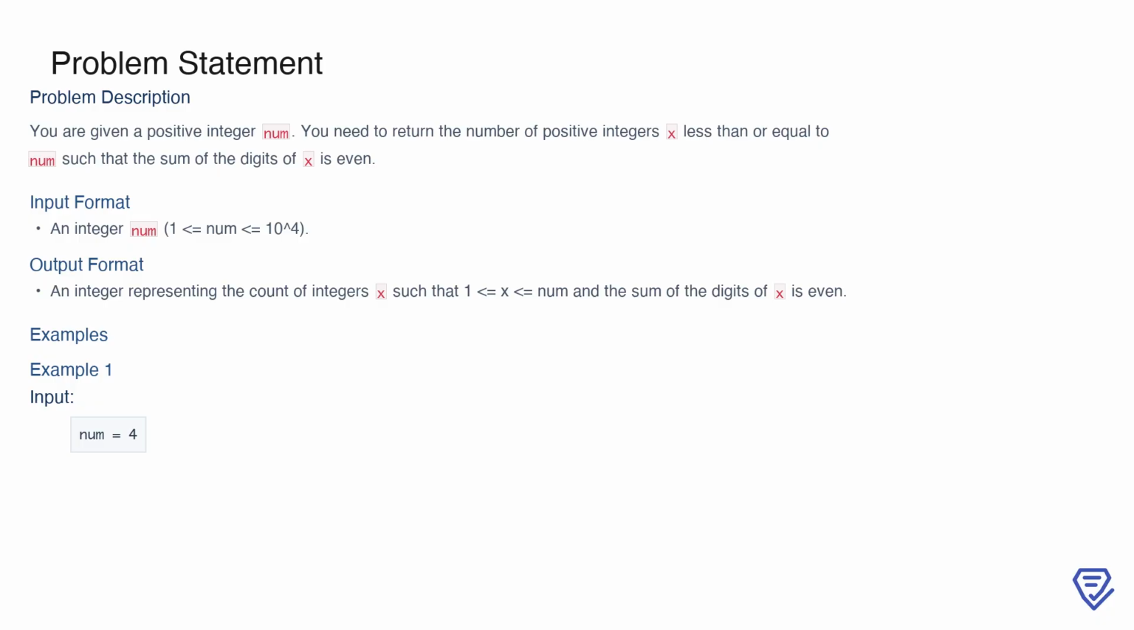The input will always be a positive integer within the range of 1 to 10,000, and the output should be a single integer representing the count of numbers that meet the condition. The task is to devise a method to compute this efficiently, ensuring our solution works even for the largest possible value of number within the constraints.